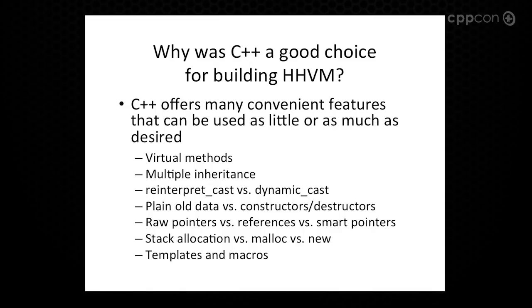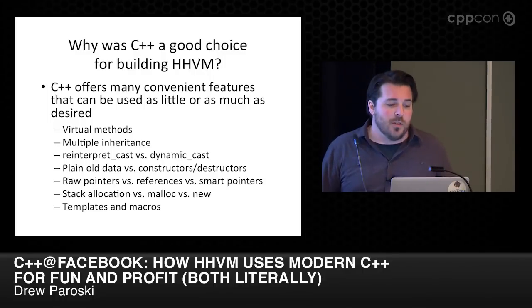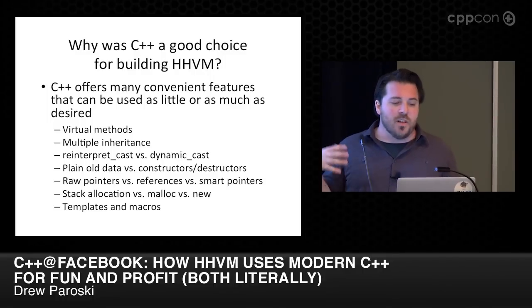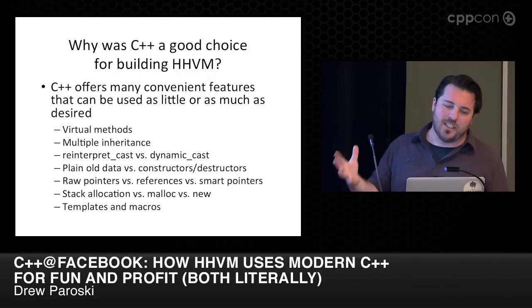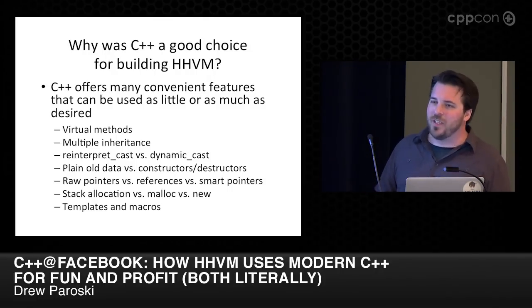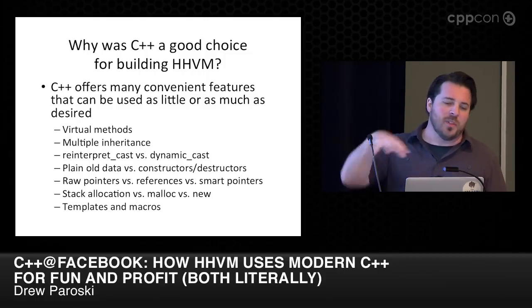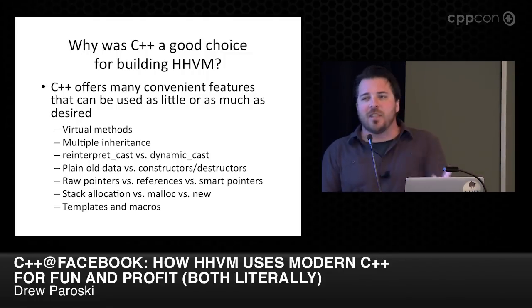And yeah, just tons of convenient features that you can use as little or as much as you want as it fits your needs. Virtual methods. We didn't actually use multiple inheritance, but you can do that if you want. Unsafe casting versus using runtime type information with dynamic cast, so that you can kind of get safe casting and get exceptions or null pointers if the cast isn't successful. You can go the plain old data route, or you can write classes with constructors and copy constructors and destructors. You can use raw pointers all you want, or you can have a smart pointer mechanism that does ref counting so that you don't have to be as engaged in determining when it's time to free something.